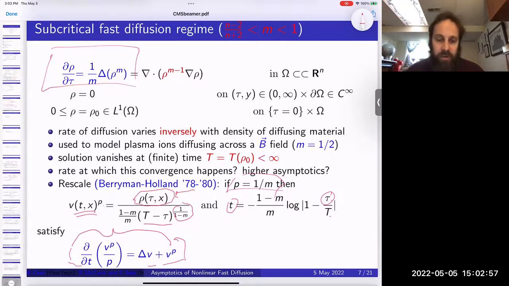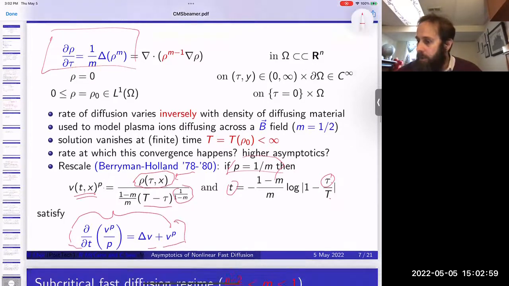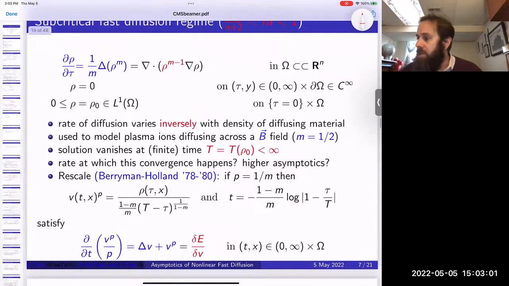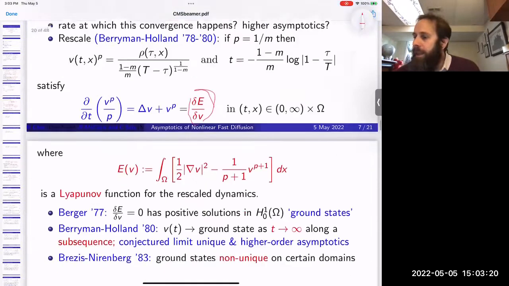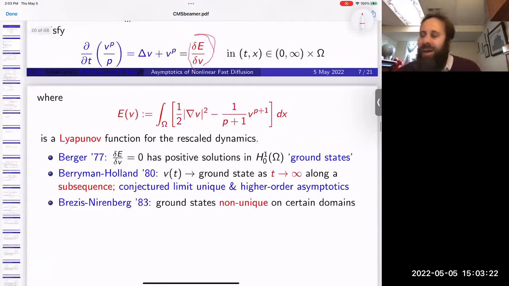And notice that the right-hand side of this equation is actually the variational derivative of a nice energy, so that variational methods are going to be useful for me in trying to treat this problem. I guess Berryman and Holland observed that there was an energy dissipated by this flow 45 years ago. And here's the energy. It's basically the Dirichlet energy minus a nonlinearity.